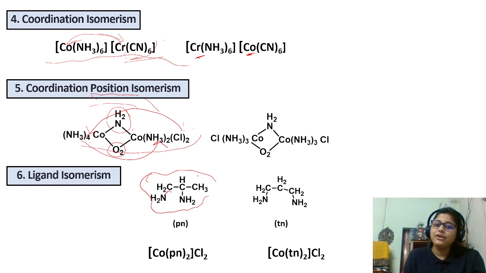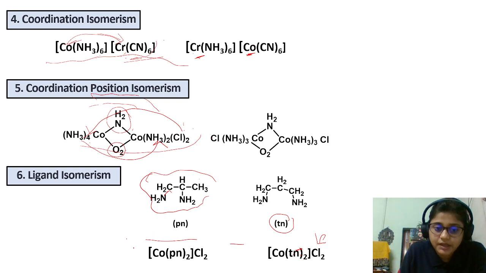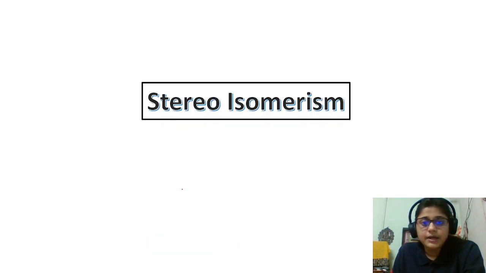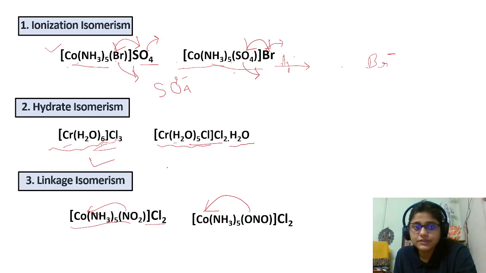So here the coordination spheres are the same, and the ionizable ions are also the same. The only difference is the ligand. Ligands are showing isomerism. So here PN2, here TN2. Okay, this is the difference here. So this is completed. You just take a look.